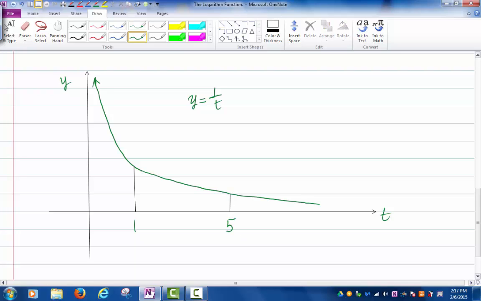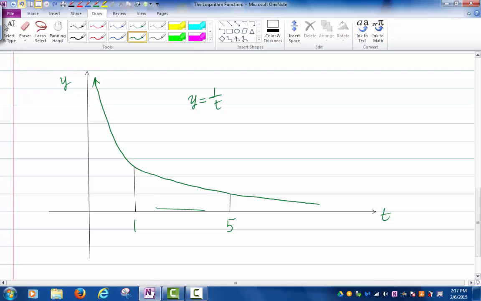So ln of 5 would be what? Ln of 5 would be the area below the graph of 1 over t. So this area here, that's the value of log 5, right? Is everybody okay? Log 5 is the area below 1 over t above the interval from 1 to 5. And I want to estimate that.